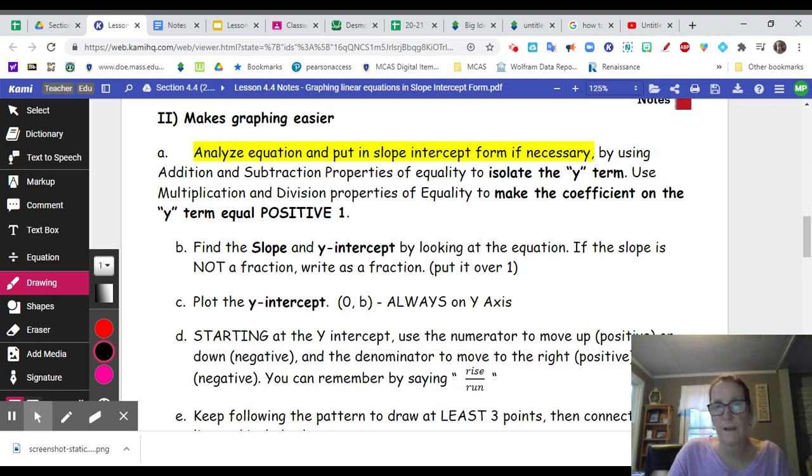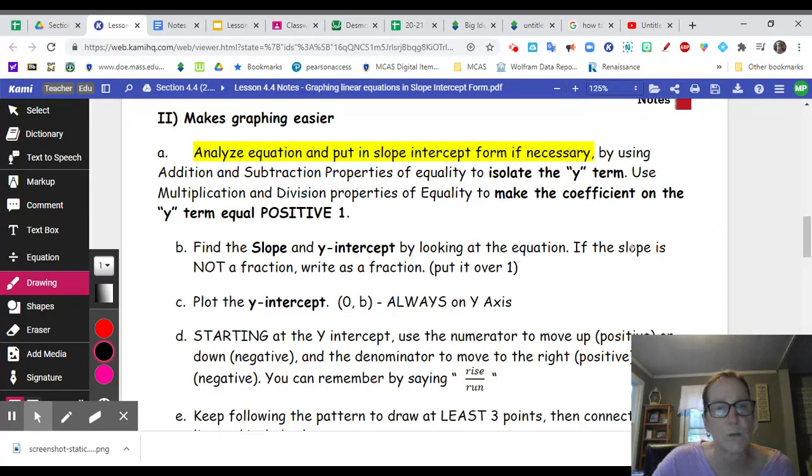Hi, so one of the advantages of slope-intercept form is that you can graph the equations very easily. Now, this is less important now that we have graphing calculators at our fingertips, but it's still valuable because even if you don't actually graph it, you can visualize the graph and make a quick sketch. So let me explain how.